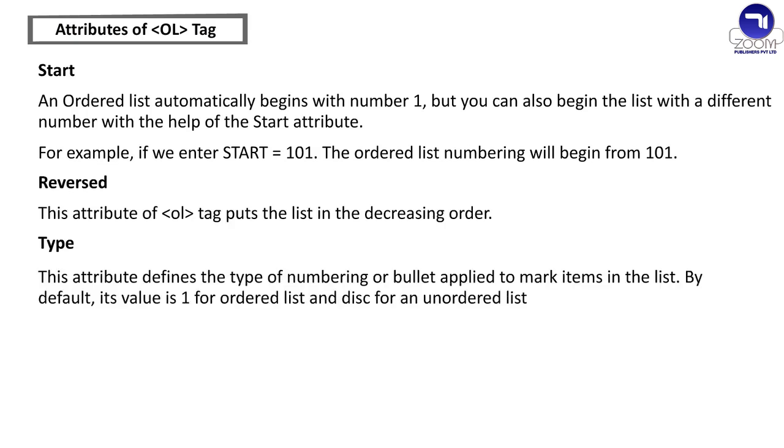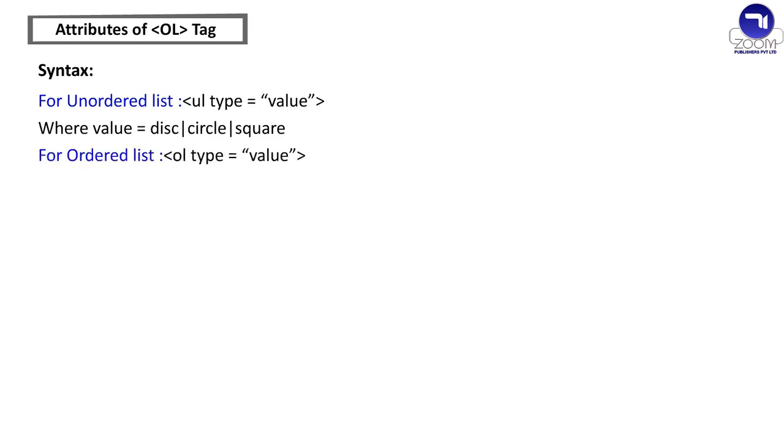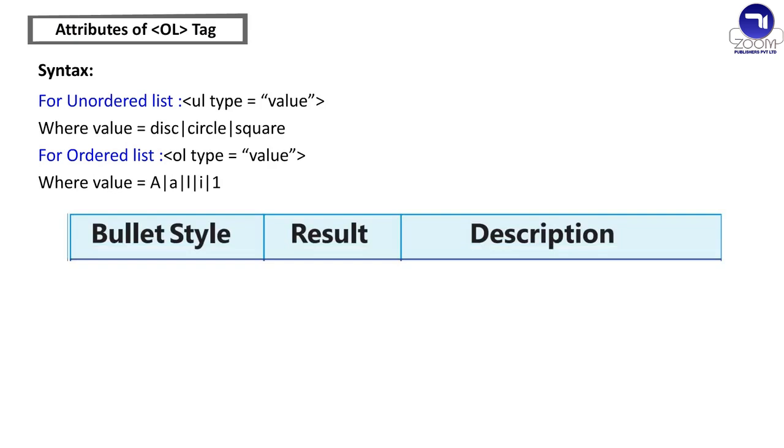Type. This attribute defines the type of numbering or bullet applied to mark items in the list. By default, its value is 1 for ordered list and disk for an unordered list. Syntax. For unordered list, UL type equals value, where value is disk, circle, or square. For ordered list, OL type equals value, where value is capital A, small a, capital I, small i, or 1.